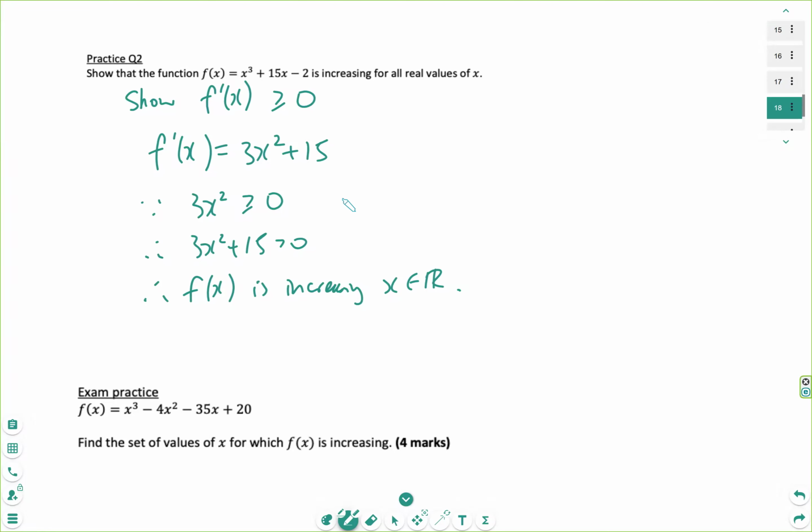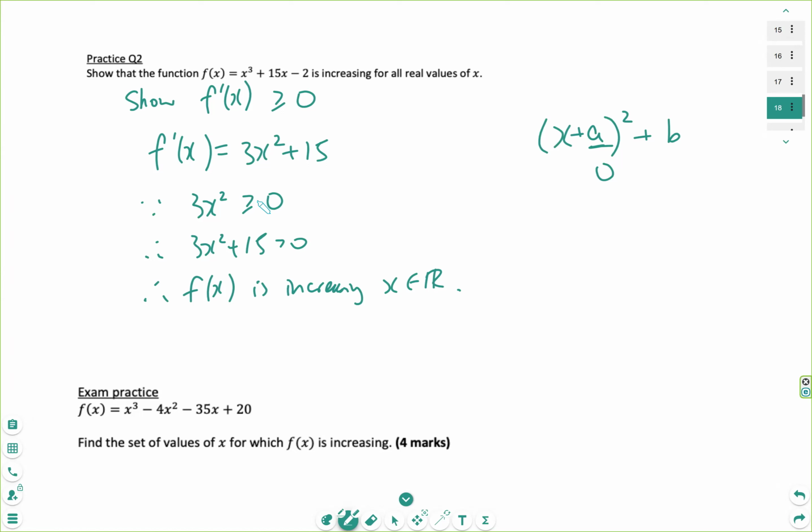Here is the answer. It's a lot simpler than you think because there's no b term for this f dash x, so we can skip the complete the square part, which is nice. We show f dash x is greater or equal to 0. So we differentiate first, and get 3x squared plus 15. This is actually a complete square form already: in x plus a squared plus b, the a value is 0 in this case. That's why you don't see the bracket in here.